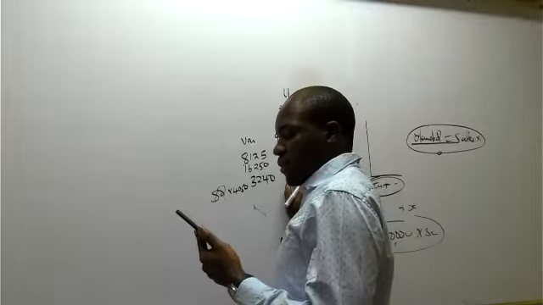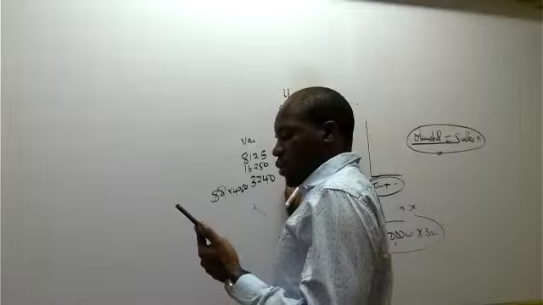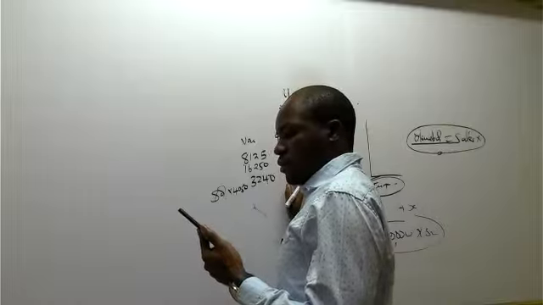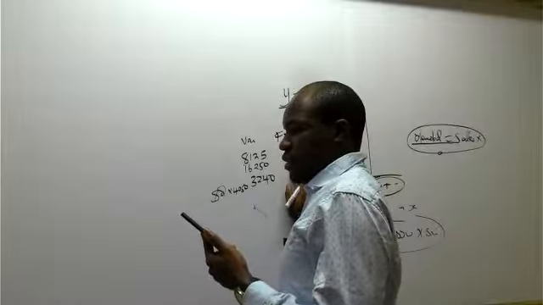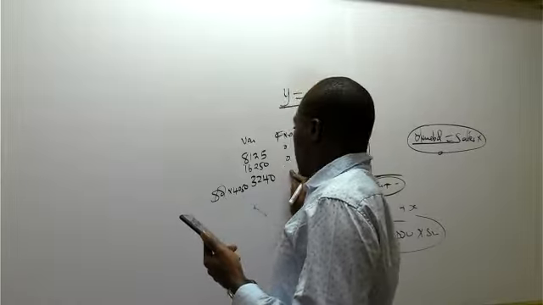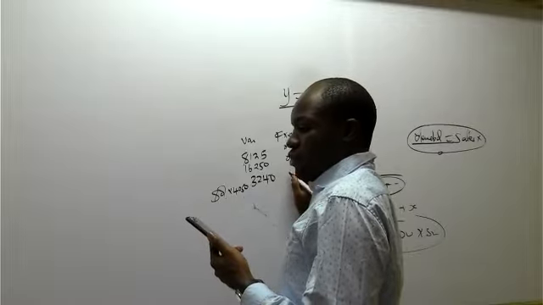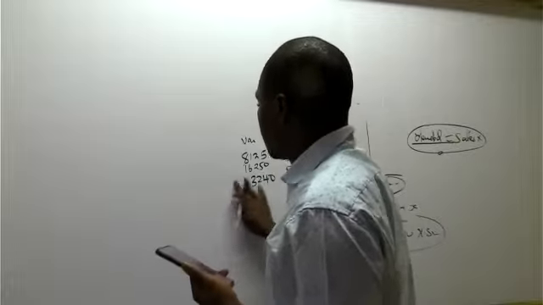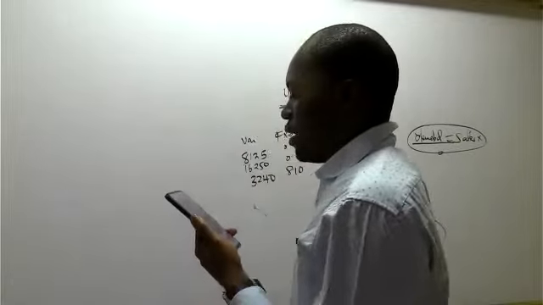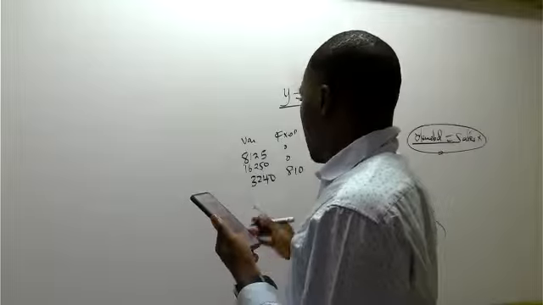What is 20% of that? 810. That's how we deal with the selling cost.